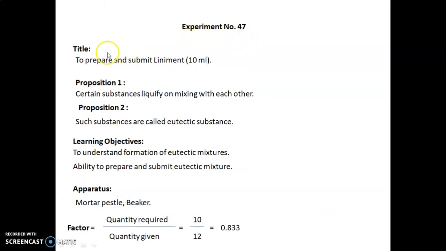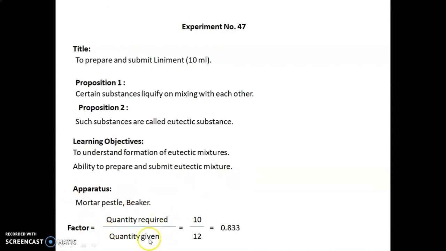Experiment number 47. The title of this experiment is to prepare and submit the liniment, 10 ml. Proposition 1: certain substances liquefy on mixing with each other. Proposition 2: such substances are called eutectic substances. Learning objectives are to understand the formulation of eutectic mixture and to be able to prepare and submit the eutectic mixture. Apparatus required are mortar, pestle, beaker.